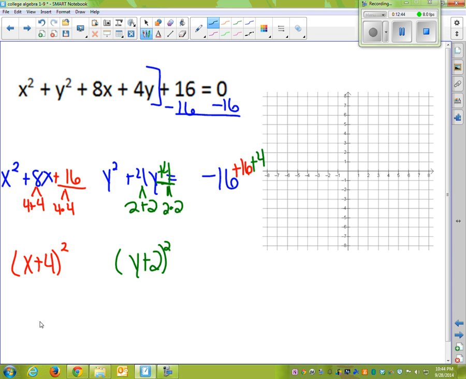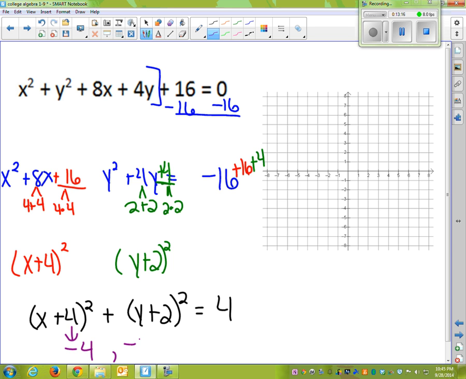Altogether, the standard form of my equation: x plus 4 squared plus y plus 2 squared equals 16 and 16 are 0, leaving me with 4. My center is the opposite of what they gave me because I wanted a minus sign inside. So it'll be negative 4, negative 2, with a radius of 2. Just square root the 4 to get your radius.